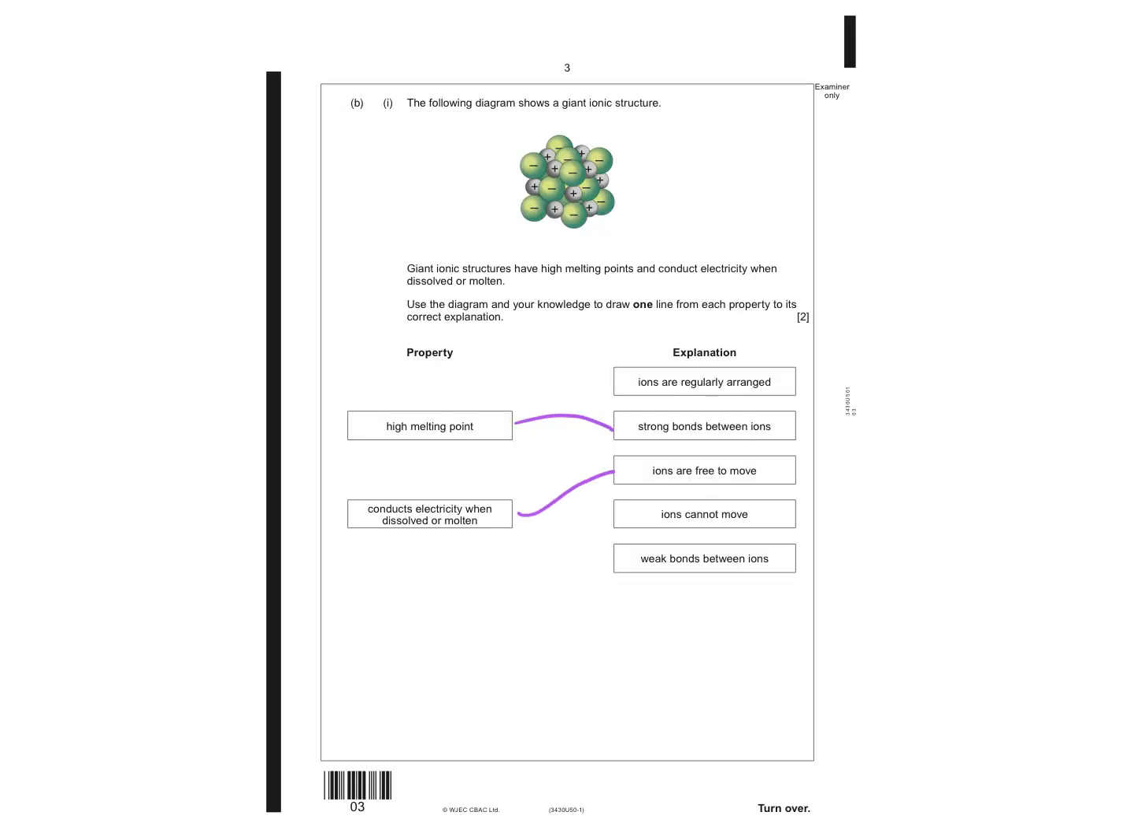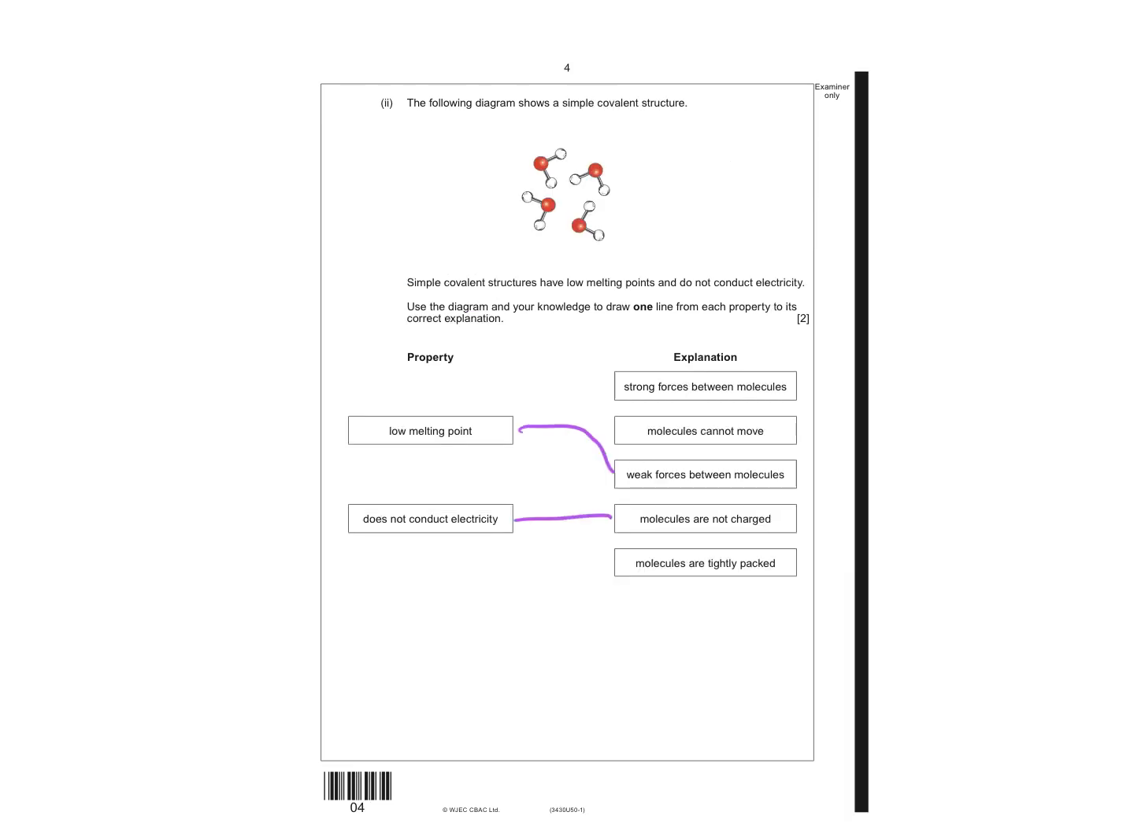Second bit then is talking about giant ionic structures. So that's ionic bonds over and over again, so repeated over and over. Use your diagram and your knowledge to draw one line from the property to the correct explanation. It's got a high melting point because there's strong bonds between the ions. It conducts electricity when molten or dissolved, when free to move. It's very similar to just one ionic bond, but that is obviously giant because it's over and over again.